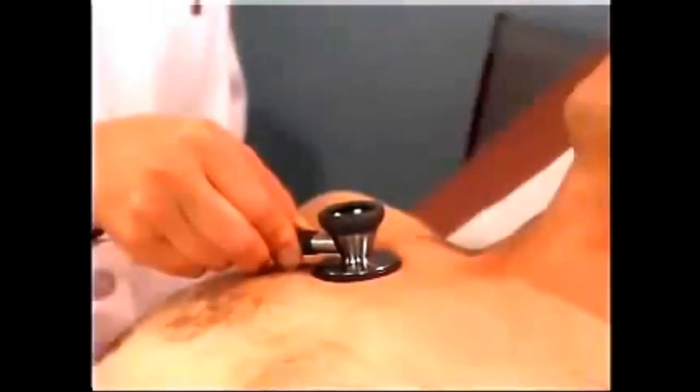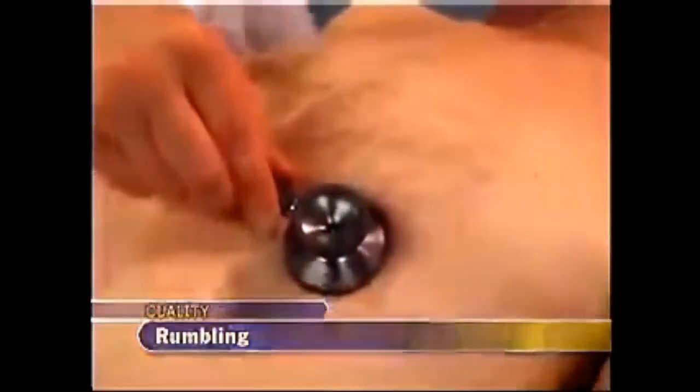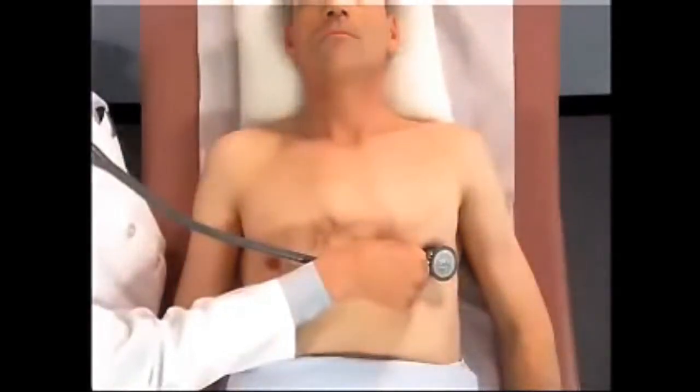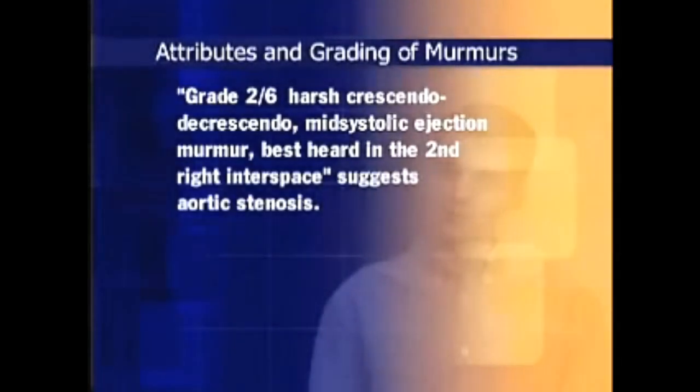The quality of a murmur is described in terms such as harsh, as in aortic stenosis, blowing, as in aortic regurgitation, musical, and rumbling, as in mitral stenosis. You should learn the characteristics of murmurs arising from each of the valvular lesions, and then use these terms when you describe them. For example, a grade 2/6 harsh crescendo-decrescendo mid-systolic ejection murmur, best heard in the second right interspace, suggests aortic stenosis.